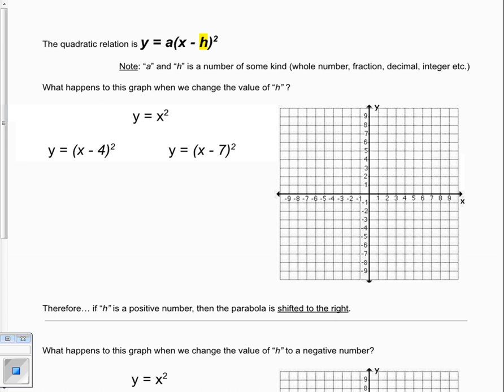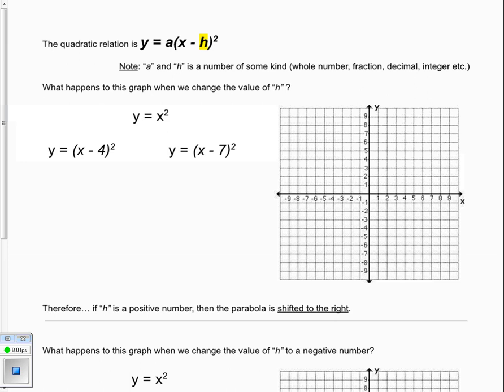In the last lesson, we took a look at the quadratic relation y is equal to ax squared plus k, and that dealt with looking at vertical shifts and also the change in shape of a parabola. But now we're going to extend that form of the parabola a little bit further, and take a look at the relation y is equal to a times, in brackets, x minus h, all squared. And again, a and h are still numbers. They represent either fractions or decimals or whole numbers or integers, positive, negative numbers, whatever. But they're just numbers. That's all they mean. And so what happens to the graph when we change the value of h?